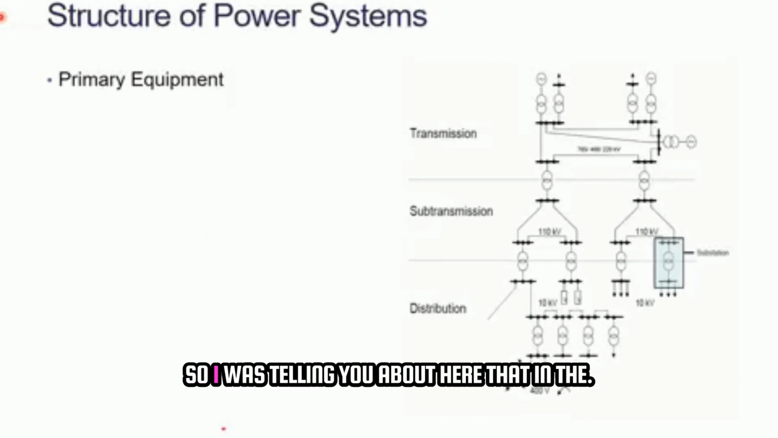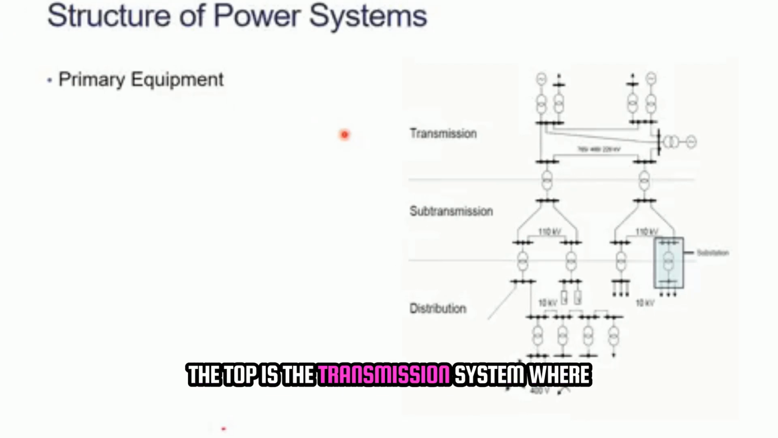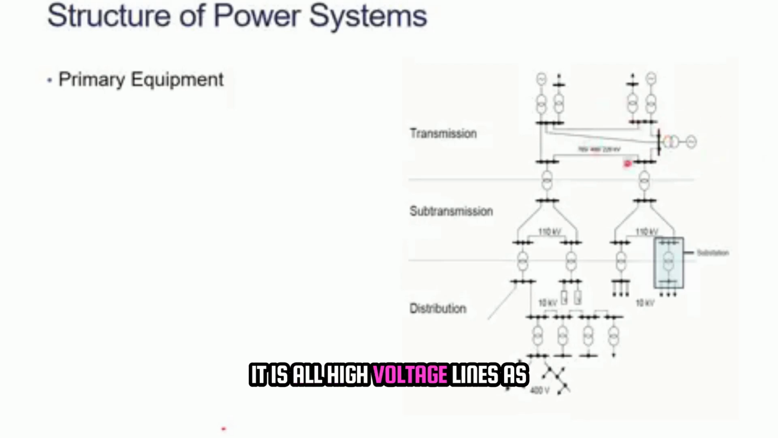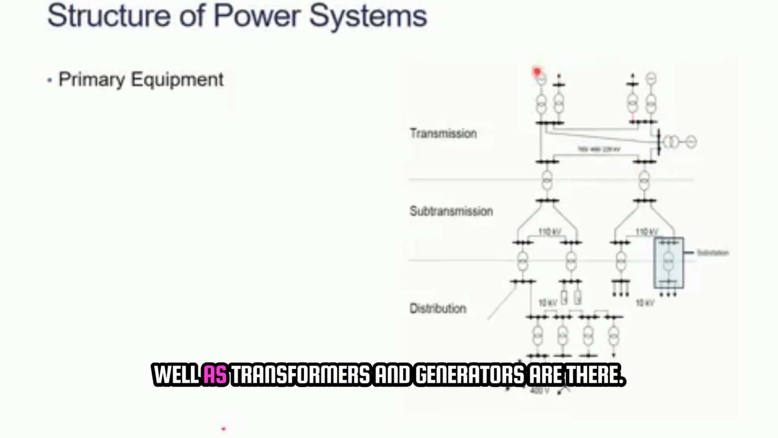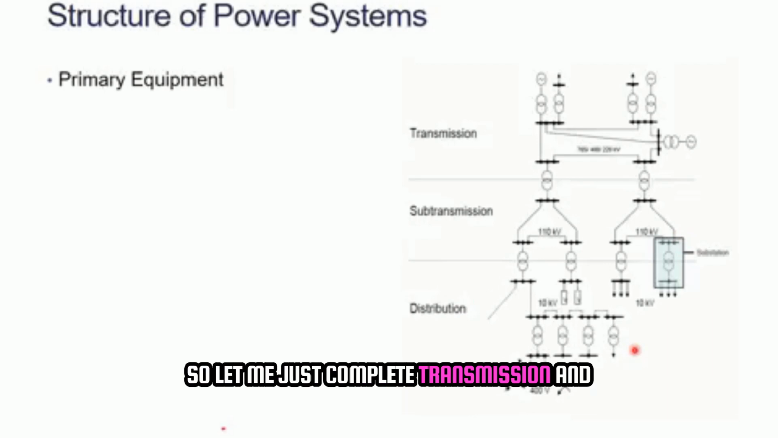So I was telling you that in the diagram on the right, the top is the transmission system, where there are all high voltage lines, as well as transformers and generators. Below that is the sub-transmission, and below that is the distribution system. Let me just complete transmission and distribution, then come to sub-transmission, because it is just the intermediate one.